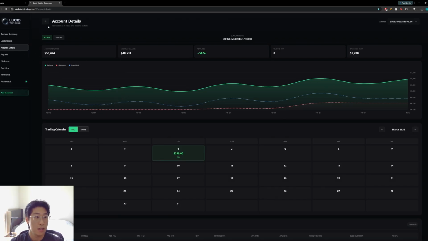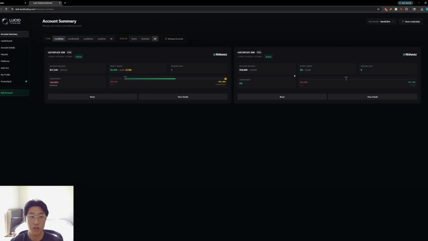And then I have 2 extra evals that I'm working on. One of them I started yesterday. We got it up to 1543. The goal is 3,000. I think Lucid has a buffer. So Lucid allows you to make up to 1560 and still meet the 50% rule, which is super nice.